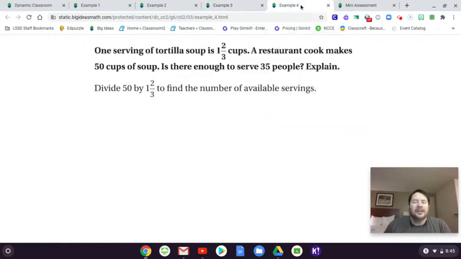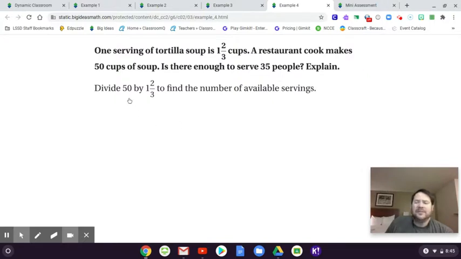Okay, another example. 1 serving of tortilla soup is 1 2/3 cups. A restaurant cook makes 50 cups of soup. Is there enough to serve 35 people? So what we're going to do is divide 50 by 1 2/3. If our answer is bigger than 35, then yes, we can serve 35 people.